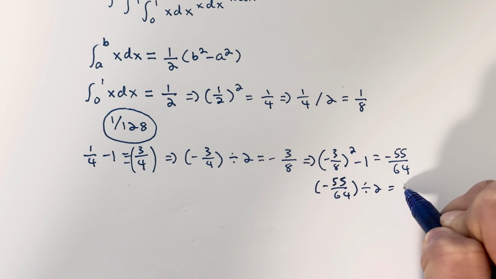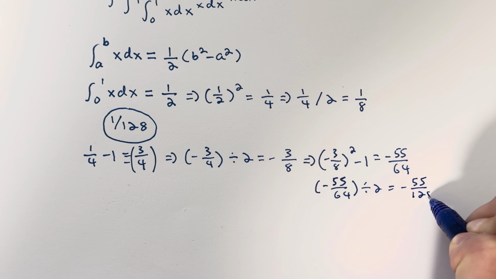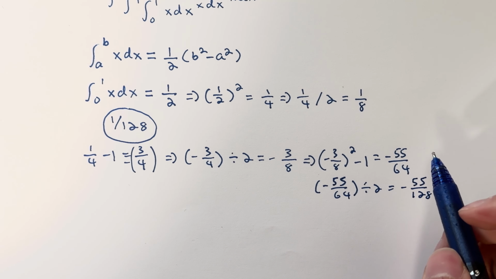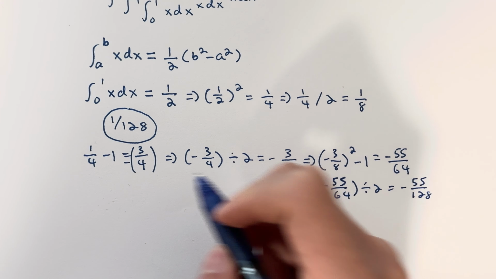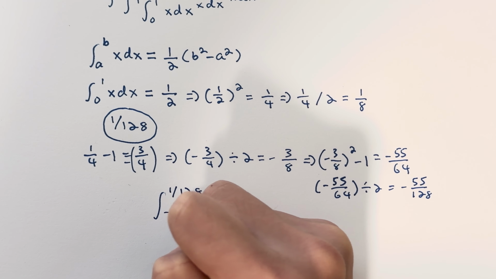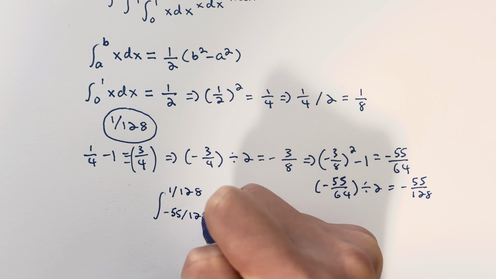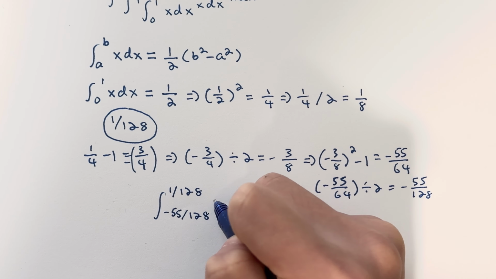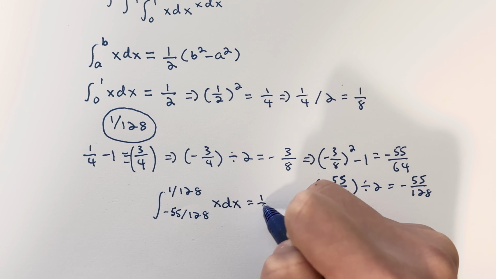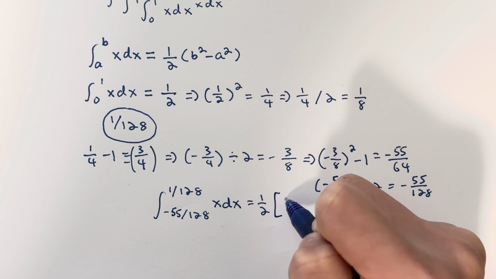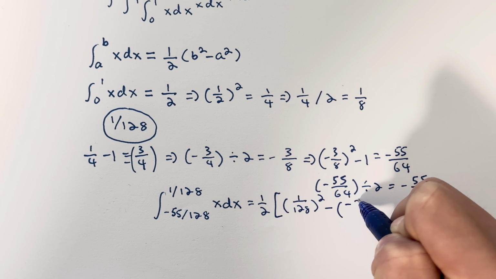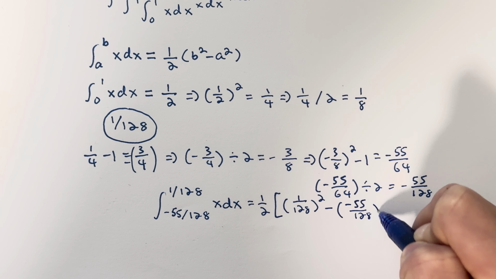And then, after we get negative 55 divided by 128, the final step is the big integral on the left. We have 1/128 as the ceiling, negative 55/128 as the floor, of x dx. And then we can simplify this. It equals 1/2 of 1/128 squared minus negative 55/128 squared.